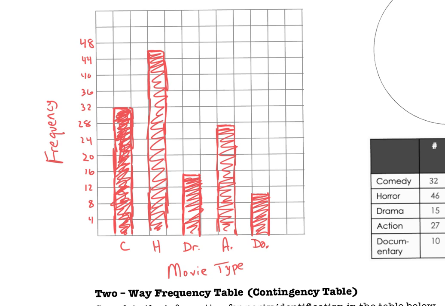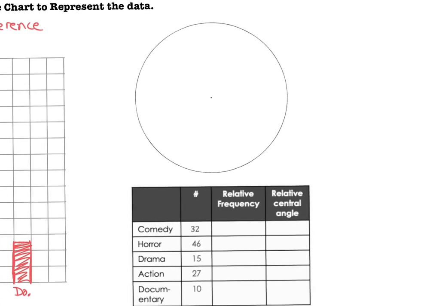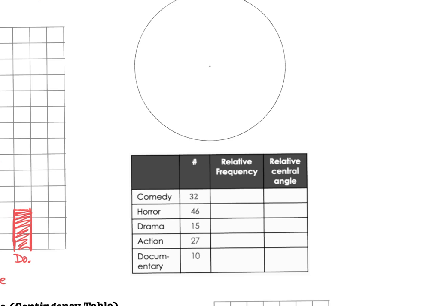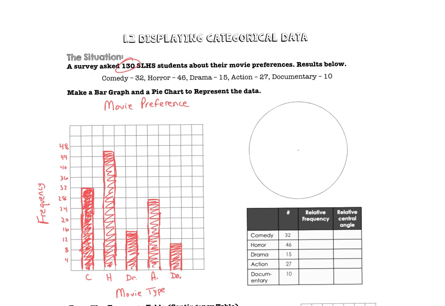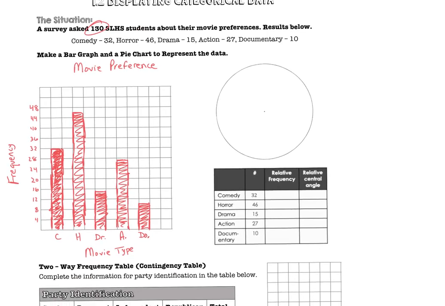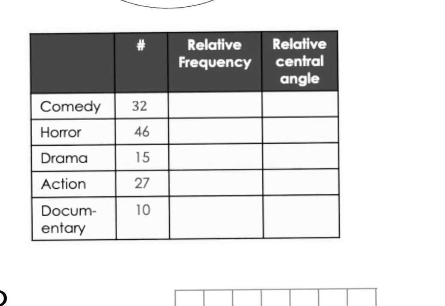Now if we want to represent the relative frequency, usually we do that with a pie graph, or a pie chart, which is this round thing just over here. Remember, for relative frequency, you take the frequency of each individual and divide it by the total. They told us at the very beginning that the total was 130, so from there we can figure out the relative frequency for each one. First off, 32 divided by 130 equals 0.246.